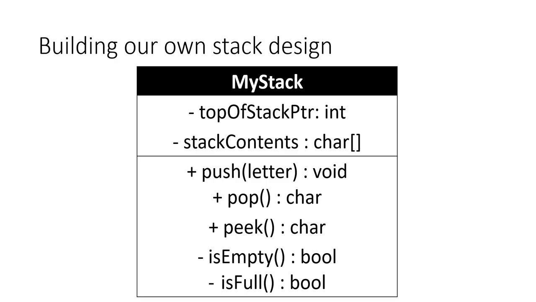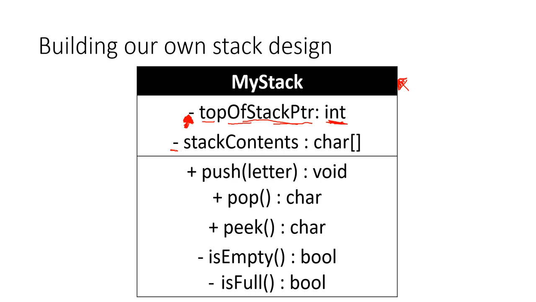Okay, so now we're going to build our own stack. So we've come up with a little design, an object-oriented design. Here we've got a class diagram. We've got the name of the class, so I'm just going to call it MyStack. And then we've got minus here, which is indicating a private access modifier. The first is a private data item, which I've called topOfStackPtr, PTR standing for pointer, and I've decided that it's going to be an integer.